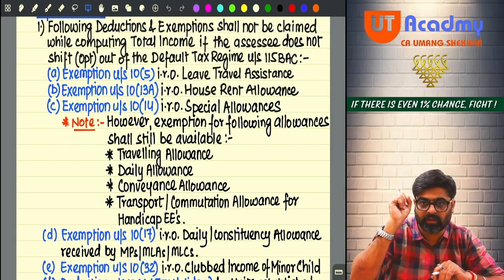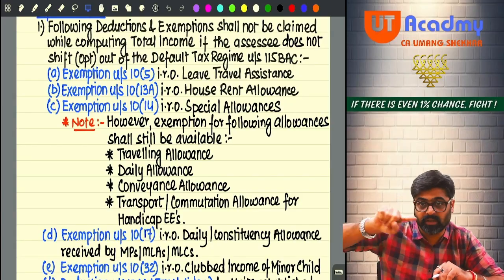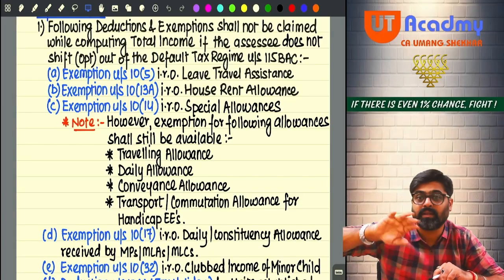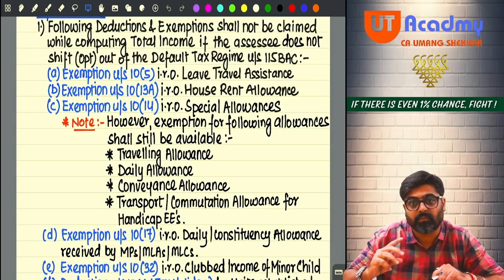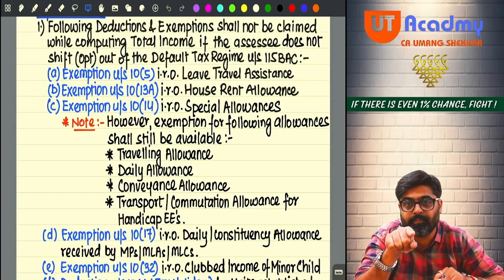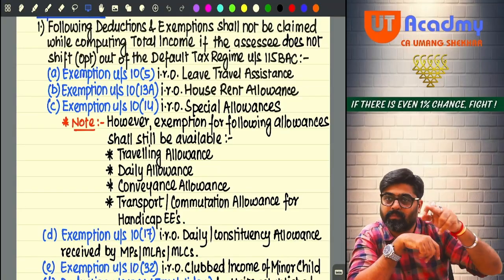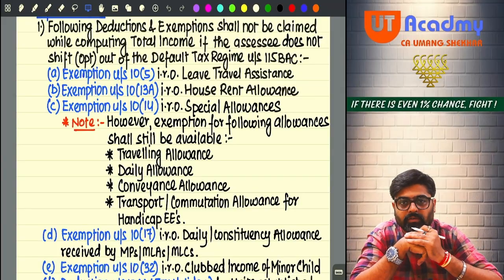Then also this is exempt. Others are also exempt. These are exempt. And other than this, others are also exempt. But when you follow 115BAC, others are not exempt, but you can take the exemption for these allowances.